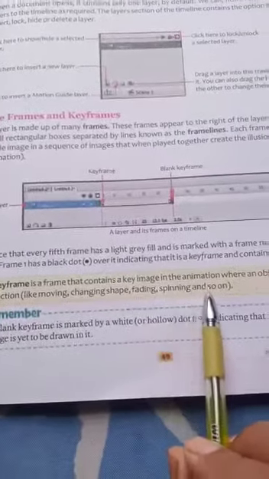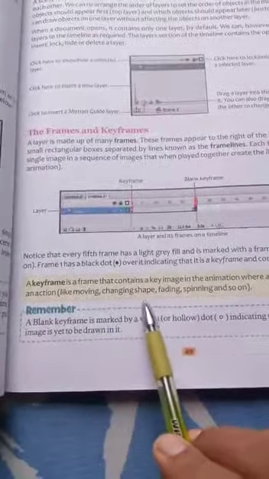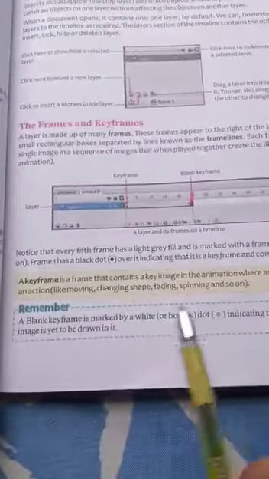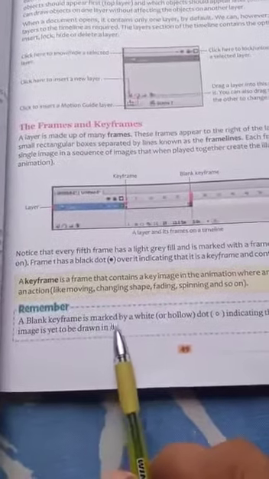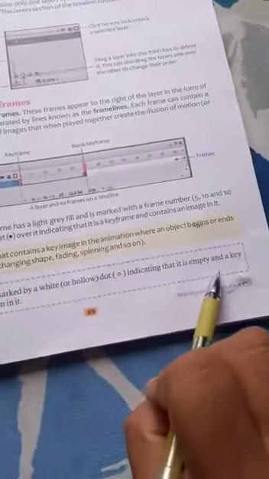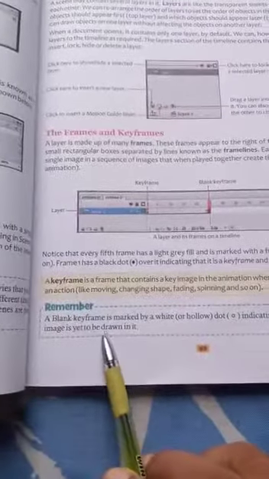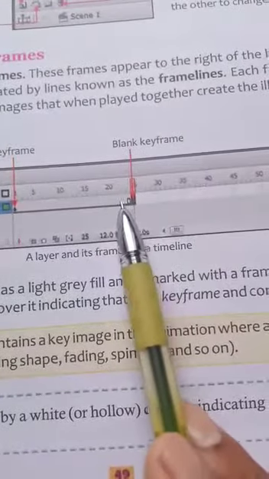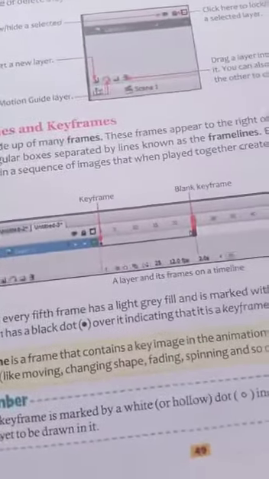A keyframe is a frame that contains a key image in the animation where an object begins or ends, and actions like moving, changing, fading, spinning and so on. A blank keyframe is marked by a white hollow dot indicating that it is empty and a key image is yet to be drawn in it. This hollow dot is known as a blank keyframe.